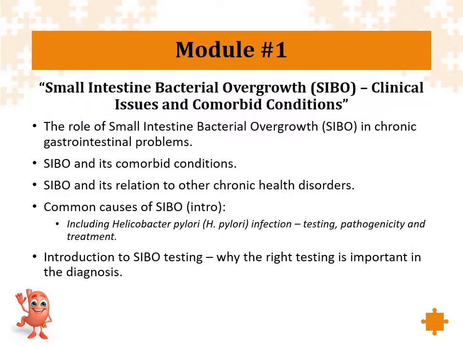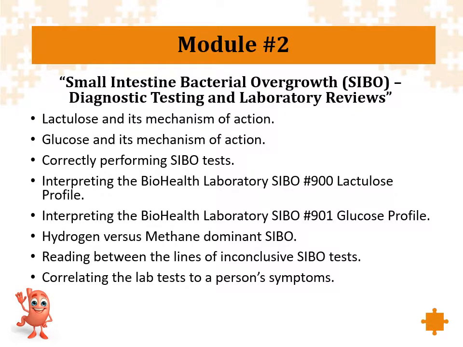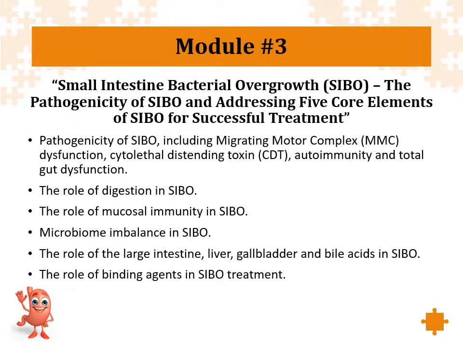Module 1, there's 9 modules within this course. Module 1 is about clinical issues and what are called comorbid conditions linked to SIBO. We'll also add information into this module about Helicobacter pylori, testing, pathogenicity and treatment, because we know that is a trigger for many cases of SIBO. Module 2, we'll get into lab reviews. We'll go through lactulose testing, glucose testing, interpreting tests, reading between the lines on tests that are kind of inconclusive, and then always correlating the lab test to the person's symptoms.